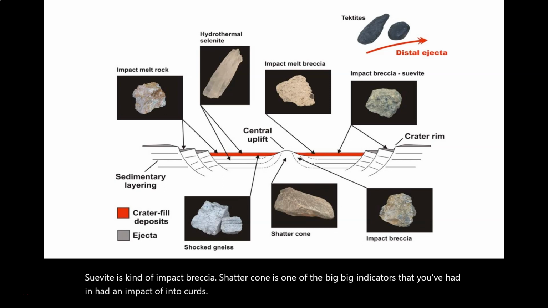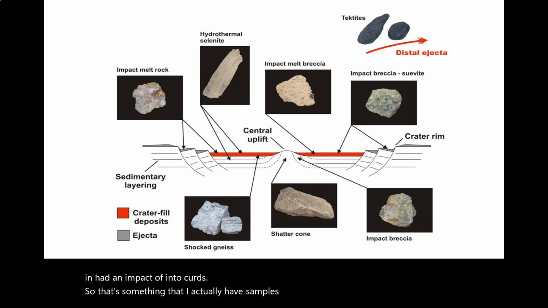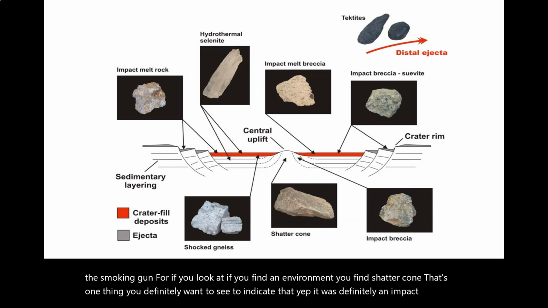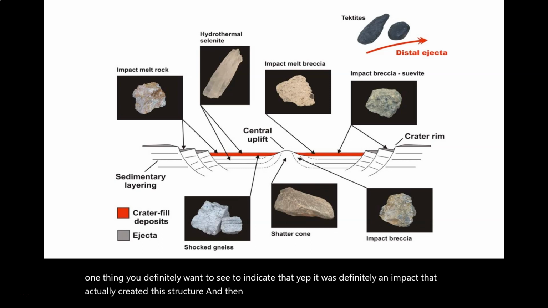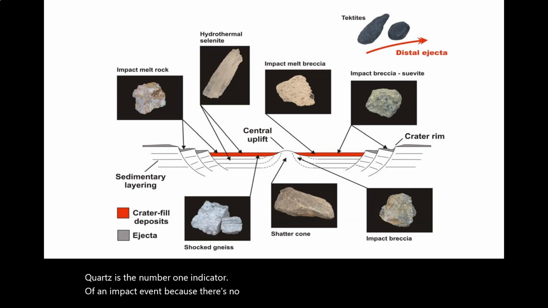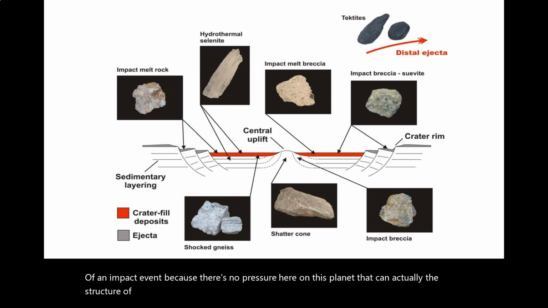So that's something that I actually have samples of shatter cone myself, which is kind of like the smoking gun. If you find an environment and you find shatter cone, that's one thing you definitely want to see to indicate that, yep, it was definitely an impact that actually created this structure. And then shocked gneiss. Now, of course, there are some other things that you could look at, things like coesite or shocked quartz. Shocked quartz is the number one indicator of an impact event because there's no pressure here on this planet that can actually alter the structure of quartz. Only an impact can do so.